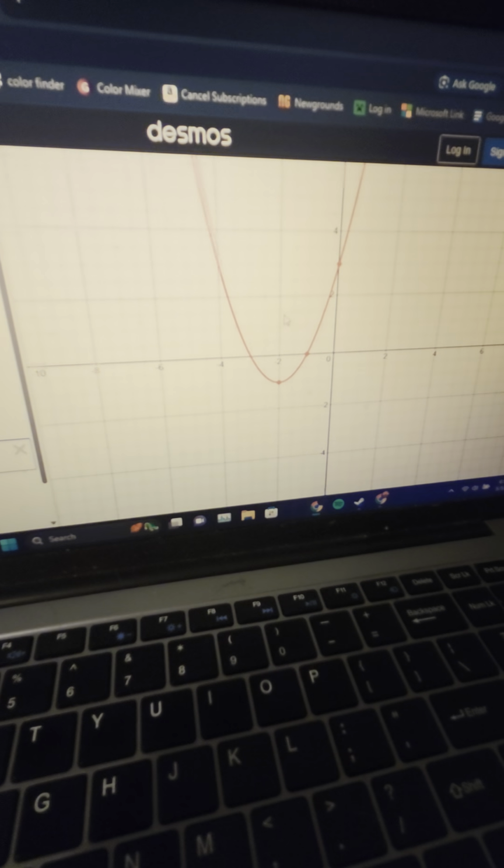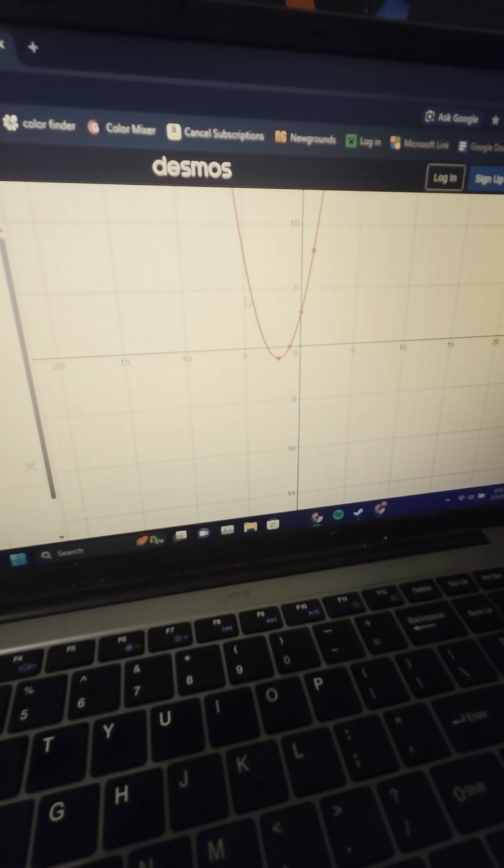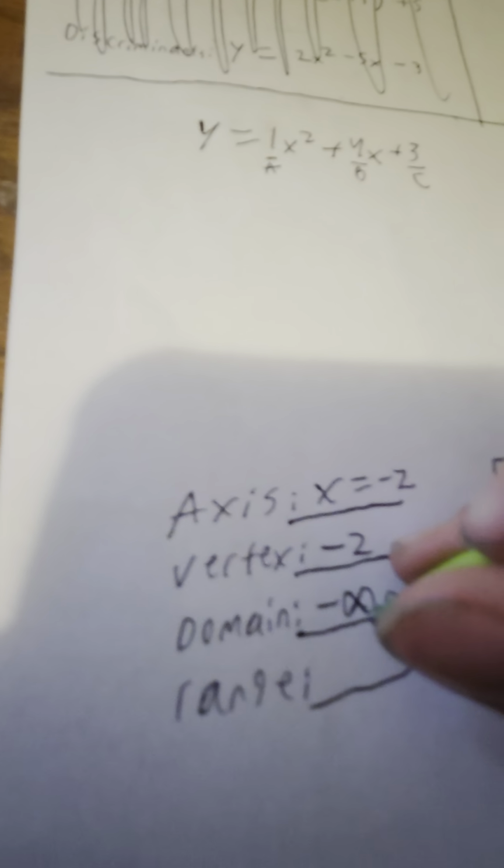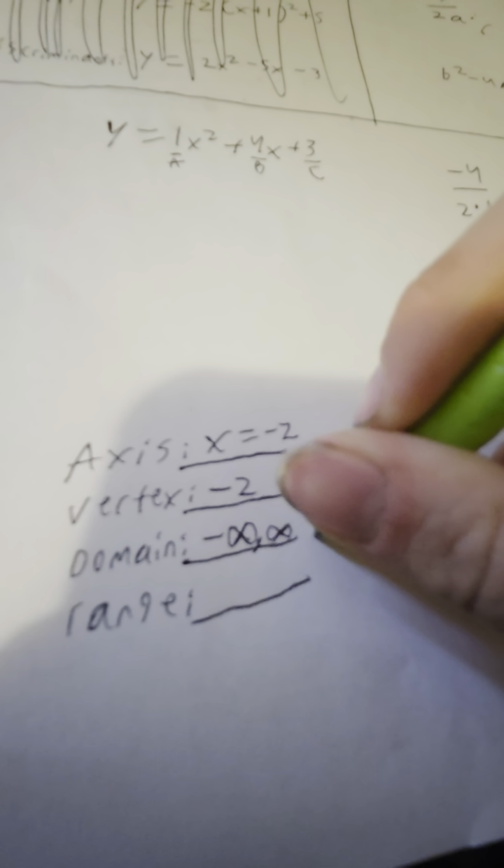Where's my mouse? There we go. And if we look out, it's just going to keep stretching to the left and to the right, no matter how far we go. Okay? So that's just infinity right there. So that's why I write negative infinity, positive infinity. You can also write this as R with a little fancy thing, if you're fancy. Either or works.